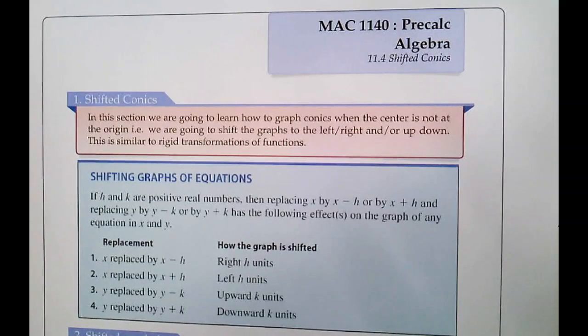All right, so we're going to conclude our talk about conics by looking at how to graph conics when the center is not at the origin. So we're going to allow the conics that we looked at to move to the left, to the right, or up or down. And this is something that you have seen previously with transformations of functions in chapter 2.